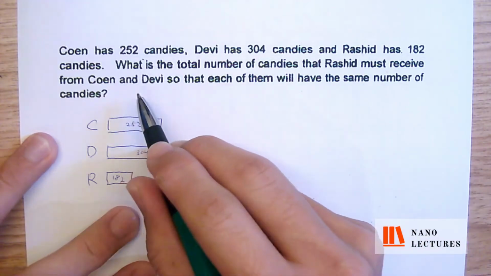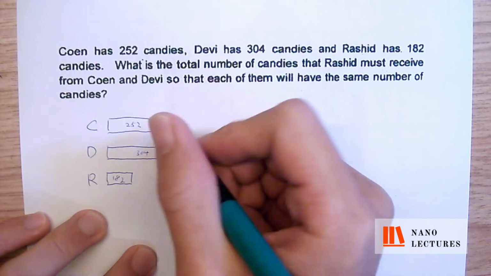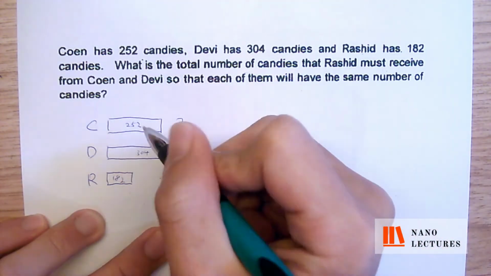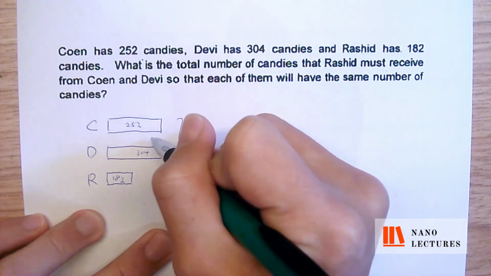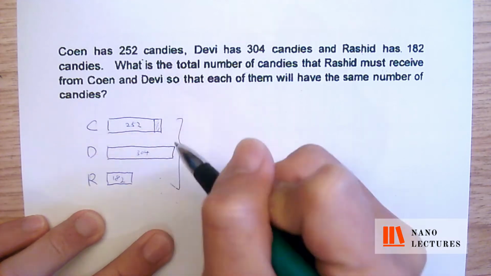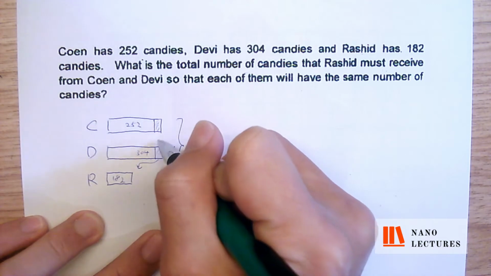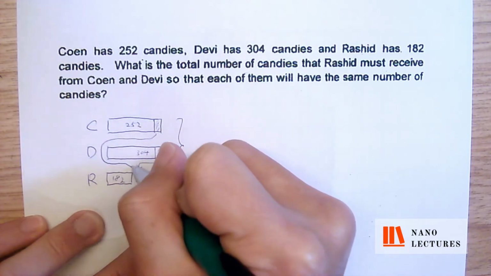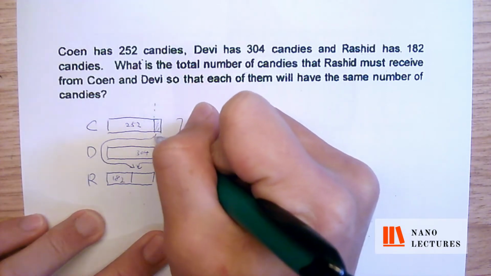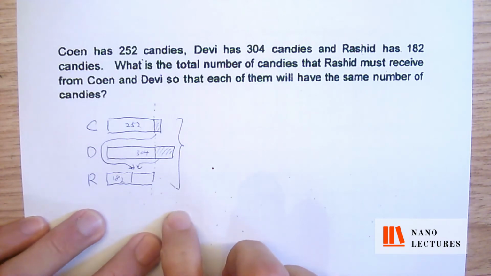Okay, now we have to find out what is the total number of candies that Rashid must receive from Cohen and Devi so that each of them will have the same number of candies. Before we do that, we have to find out the total number of candies. After we find the total, we know that Cohen will have to give one part of it and Devi will have to give another part of it to Rashid, so that they will all have the same number over here. Okay, so this is actually how you draw your model.